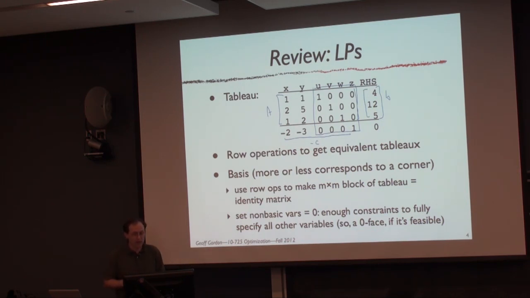But the way to think about it here is that if we set all of these non-basic variables to 0, then we have exactly the same number of variables as we do constraints. And so it's exactly the right number to get yourself down to a 0 face, which is a corner, assuming it's feasible.